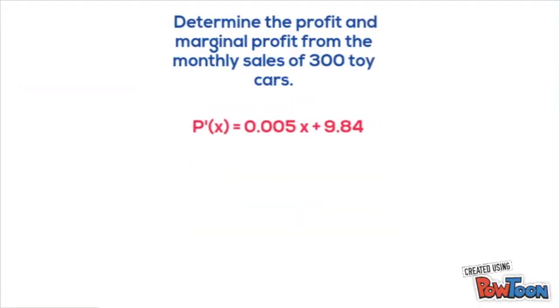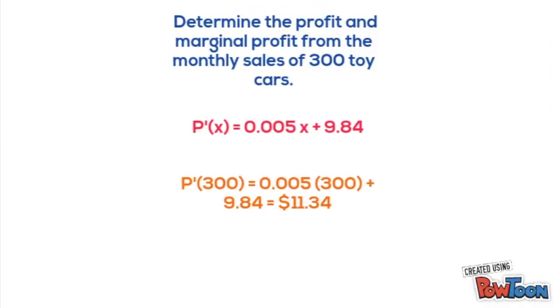To find the marginal profit, we need to find the derivative of the profit function, which is 0.005x + 9.84. And if we substitute a value of 300, we will get a value of $11.34, which is our marginal profit.